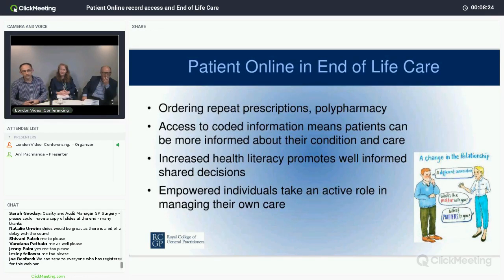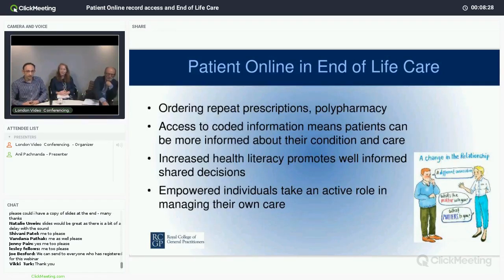Having this coded information means patients are more informed about their health. They can get more involved in their own health. It leads to them wanting to increase their knowledge, and that thereby increases their health literacy and promotes this idea of shared decisions and being more involved in their own care. And actually it's empowering them to take a more active role in how they go about managing their care.